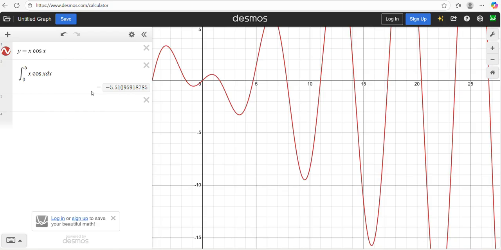But what if we don't have Desmos available? Or what if we want to find the indefinite integral? How can we do that? We would use integration by parts. So let me explain that.